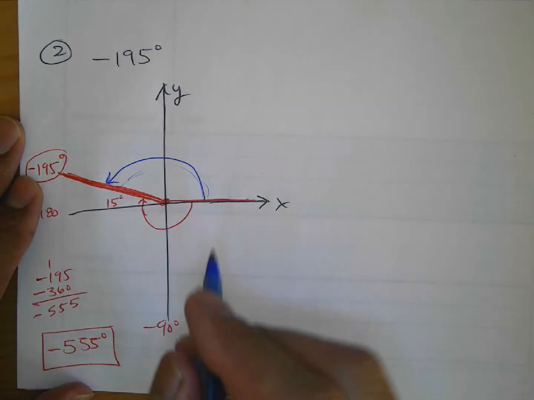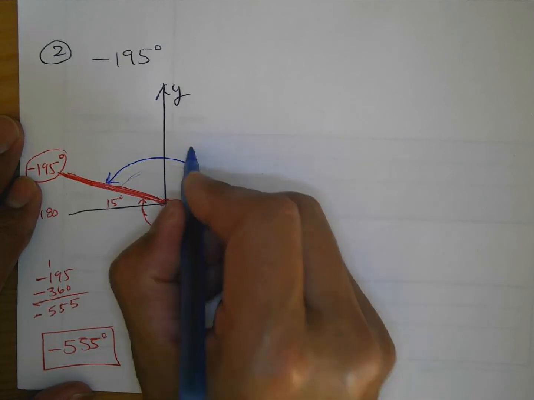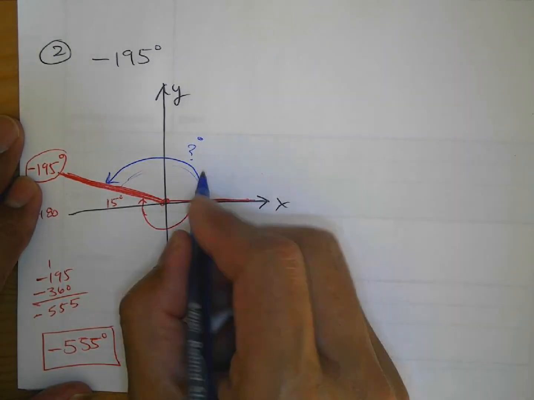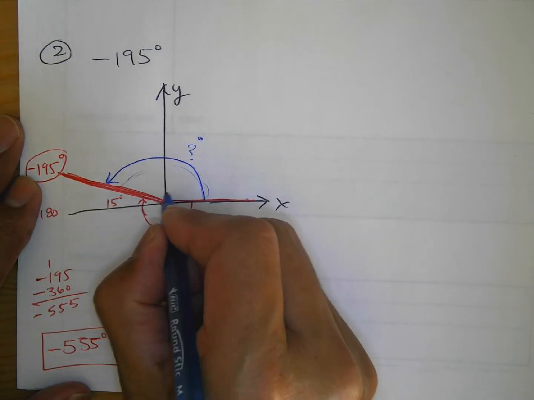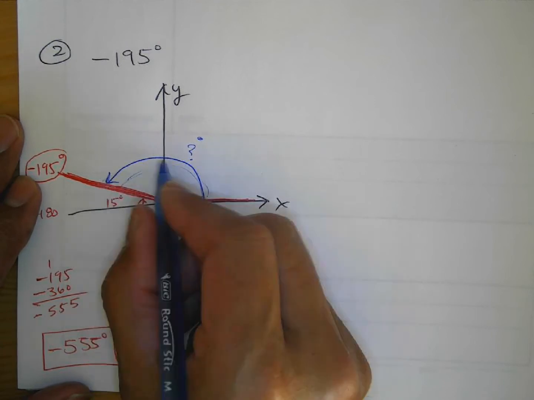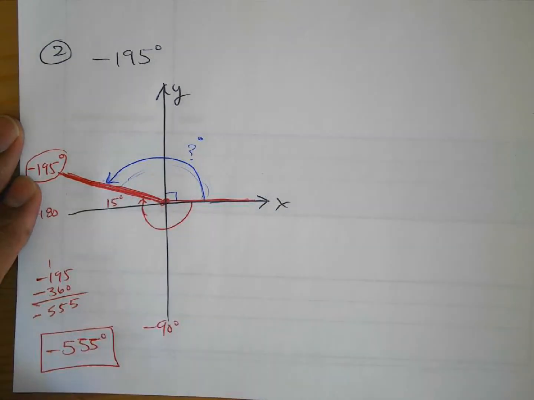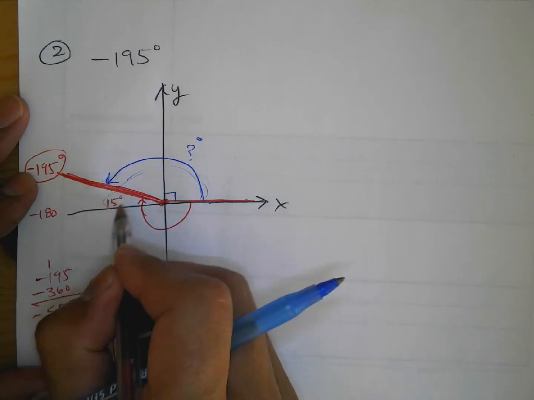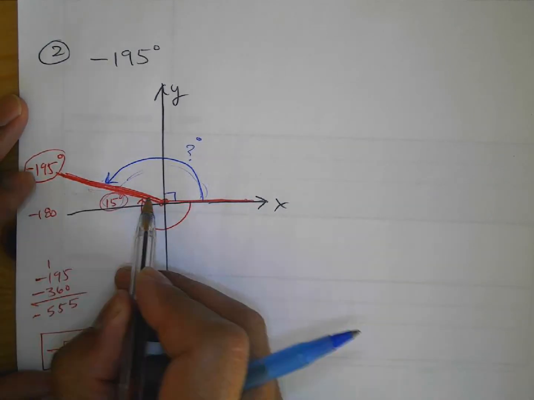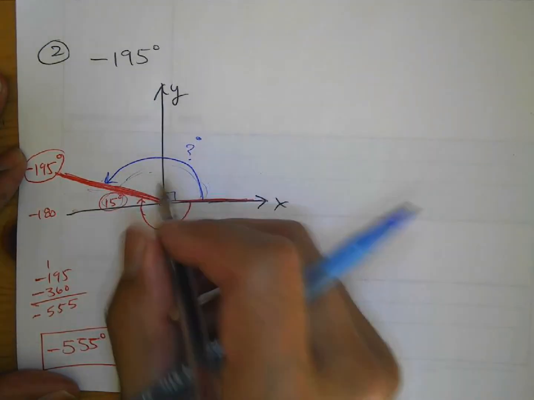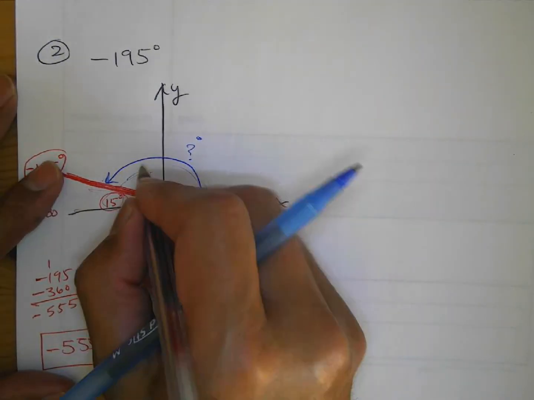Positive angles are drawn counterclockwise. So how do I figure out what this angle is? Well, I go 90. That gets me to here. And how much is this angle? How much is this part right here? Well, again, going back to why I wanted you to do these complementary angles. If this is 15, right, we figured out this angle is 15 here. And these two add up to 90. This has to be 75.